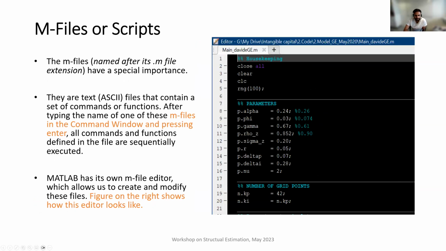Okay, then the M file. So this is an M file. For instance, this is the name of my M file, main Davide ge.m. This is my M file. If I want to comment, I have to use the percentage sign.